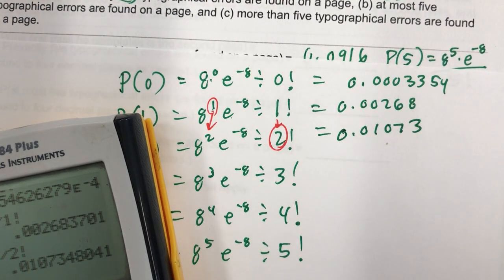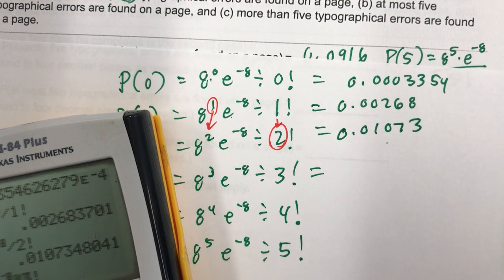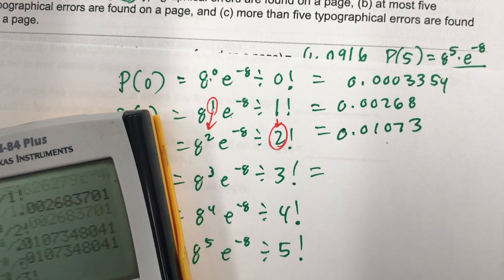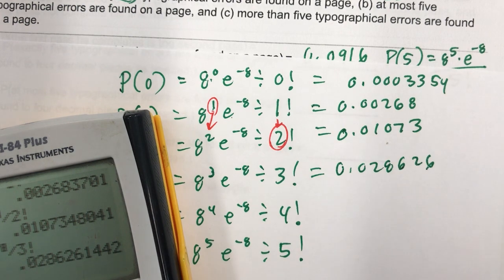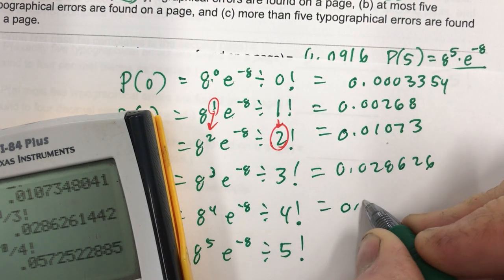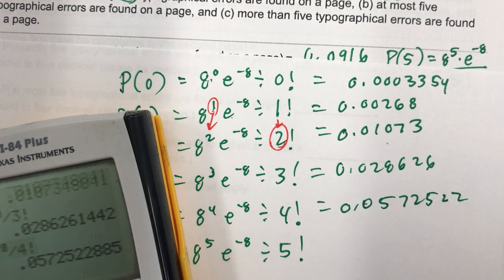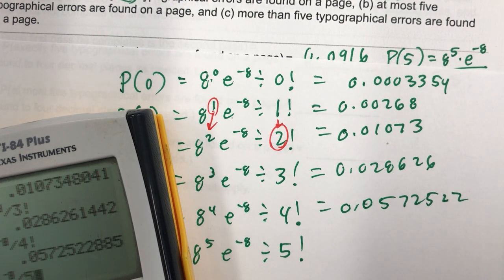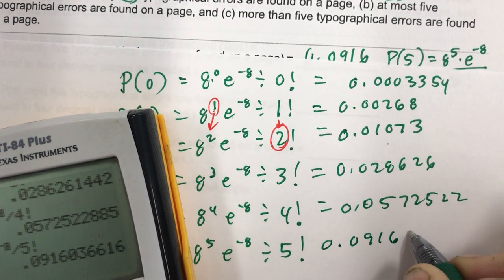0.01073. All right, right here we're going to change them to 3s. And there we go, here's 0.028626. This is going to be 0.0572522. And this one is 0.091603.